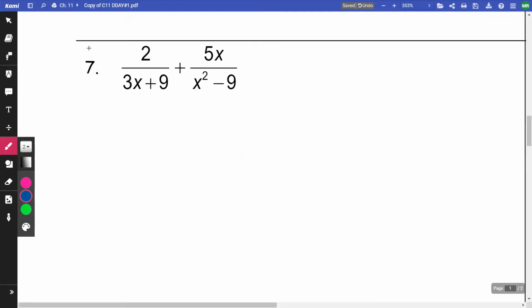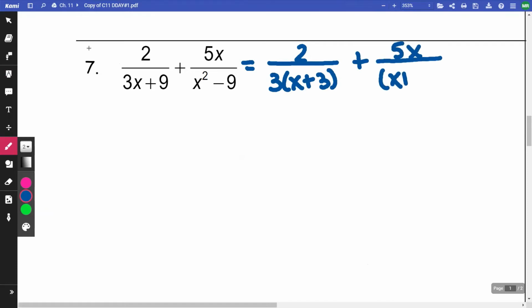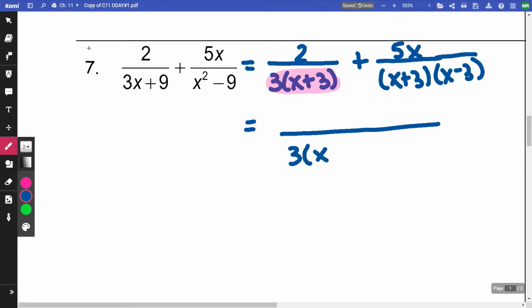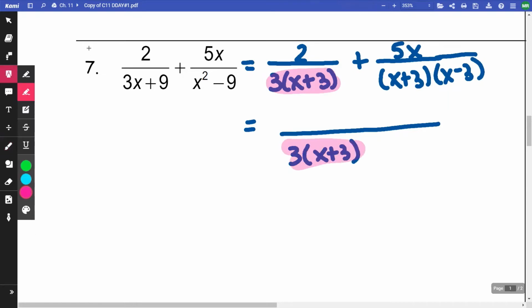7, got to get a common denominator. So first, let me do that. Let me first factor it. So this is going to factor to 3 times the quantity x plus 3. 5x over, and that's a difference of 2 squares. So that's going to be an x plus 3, x minus 3. So I need to get a common denominator. Okay. So I am going to need a 3 and an x plus 3, because that denominator has that.